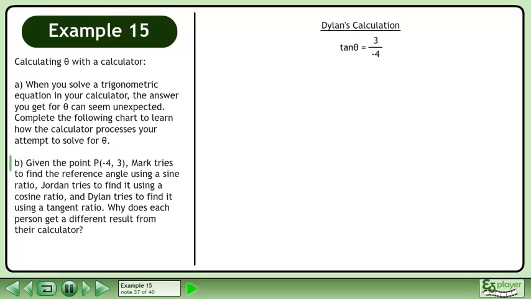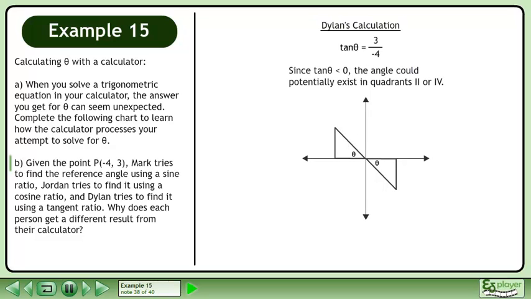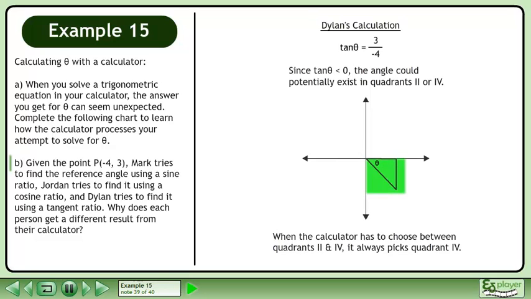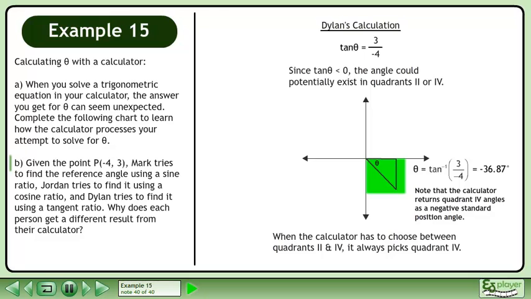Now we'll inspect Dylan's calculation. Since tan theta is less than 0, the angle could potentially exist in quadrants 2 or 4. When the calculator has to choose between quadrants 2 and 4, it always picks quadrant 4. Use the inverse tan feature of your calculator to get theta equals negative 36.87 degrees. Note that the calculator returns quadrant 4 angles as a negative standard position angle.